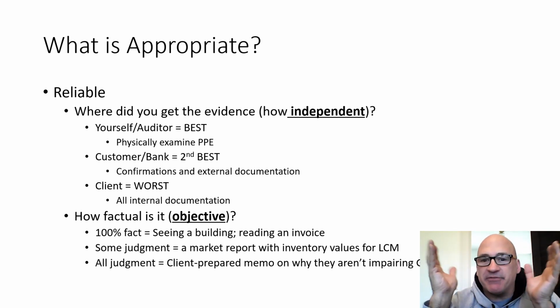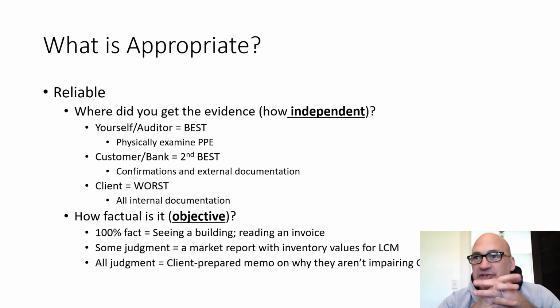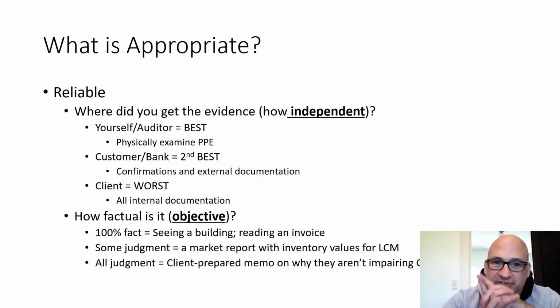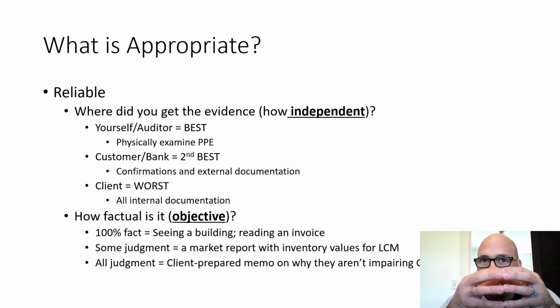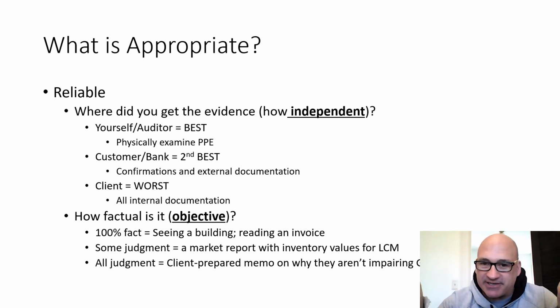The worst type of evidence in terms of reliability is stuff that comes from the client. All right. Internal documentation. What you're going to see, I think, on the next slide is that internal documentation is improved when your client has really good internal controls. And that should make sense. If your client has good internal controls, that means they don't make mistakes very often. So when they give you something as evidence, that means it's probably right. Okay, that's what good internal controls do.